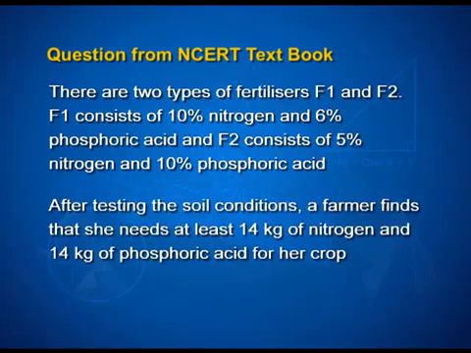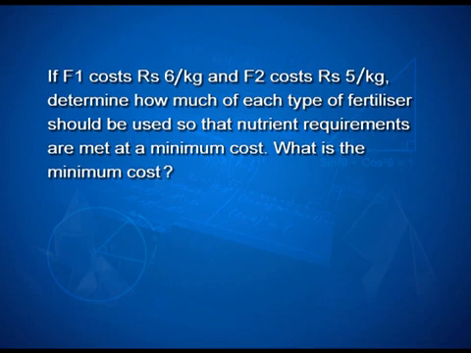After testing the soil conditions, a farmer finds that she needs at least 14 kg of nitrogen and 14 kg of phosphoric acid for her crop. If F1 costs rupees 6 per kg and F2 costs rupees 5 per kg, determine how much of each type of fertilizer should be used so that the nutrient requirements are met at a minimum cost. Also, what is the minimum cost?